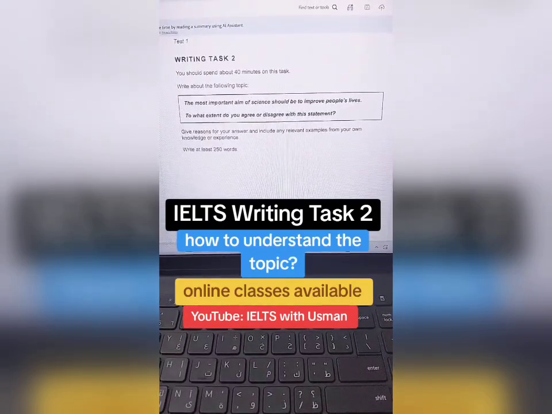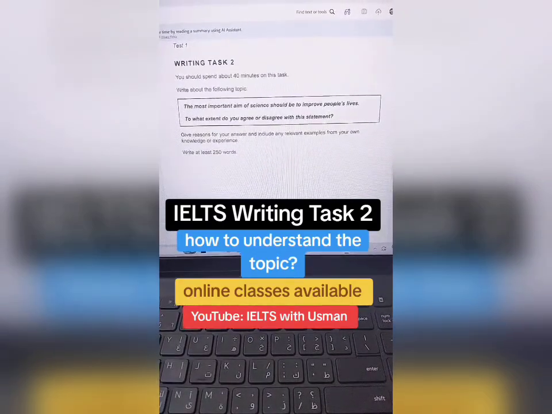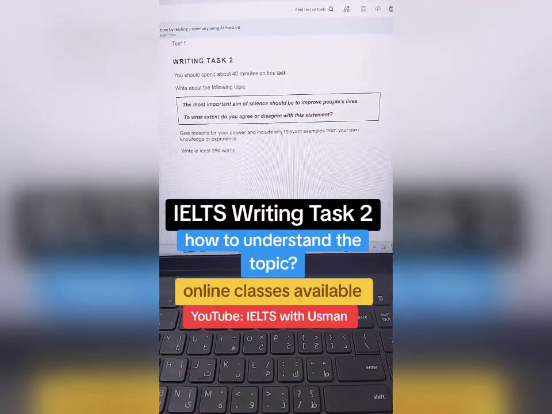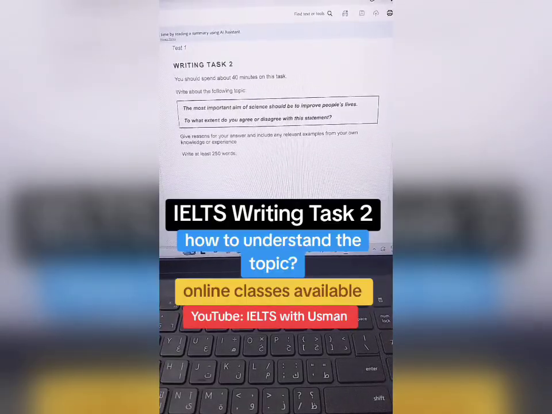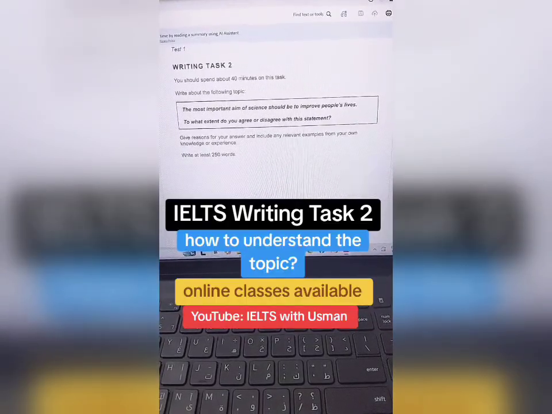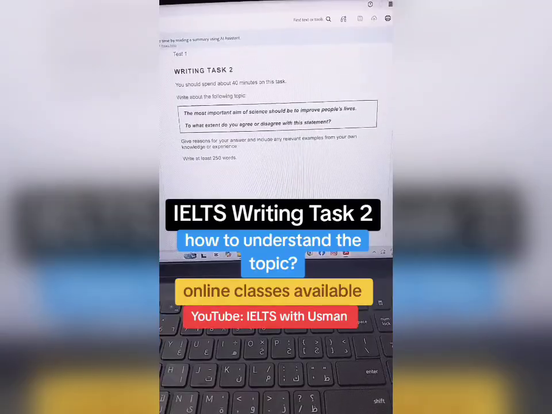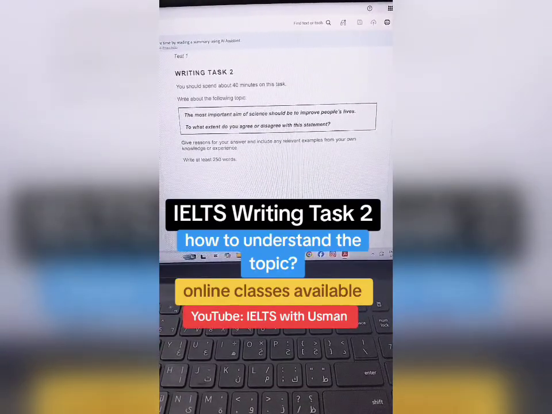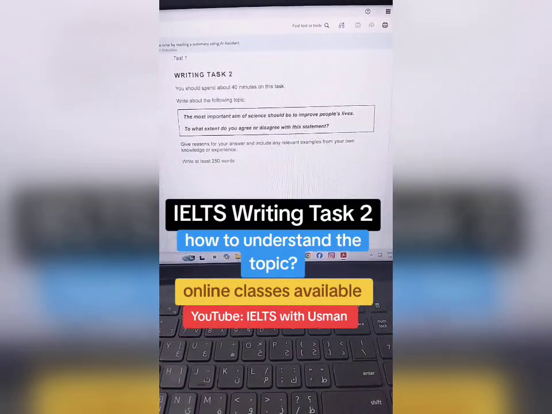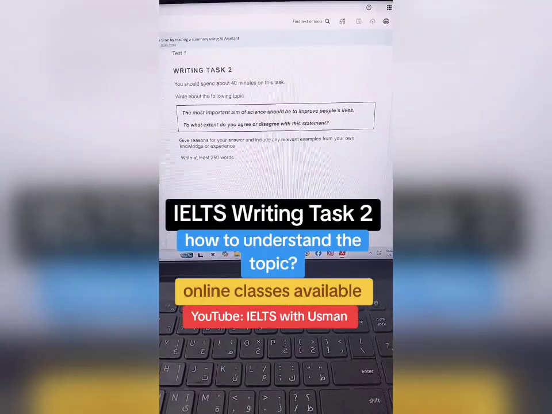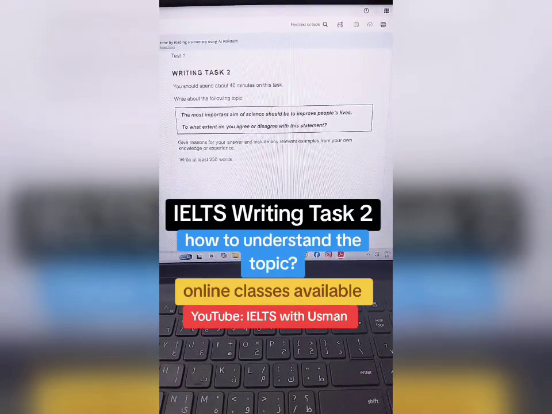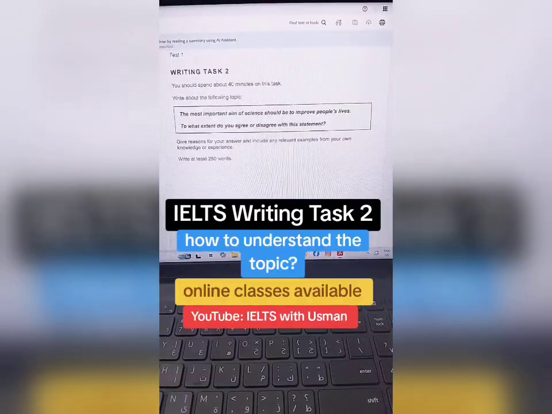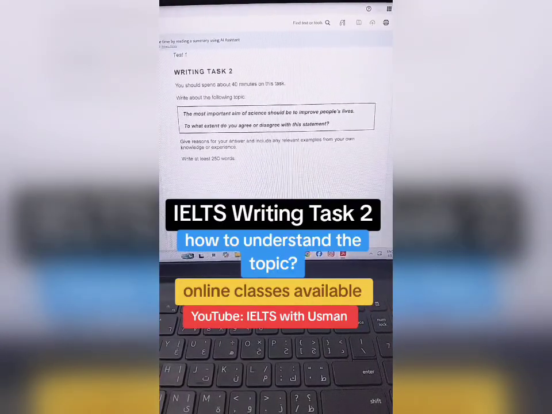So if you want to understand the whole structure, if you want to understand how you will get your relevant arguments, and if you want to know what is the real or perfect paragraph, because you need to write 250 words, it means you are going to write at least four paragraphs for this essay. So what is the definition of a good paragraph?